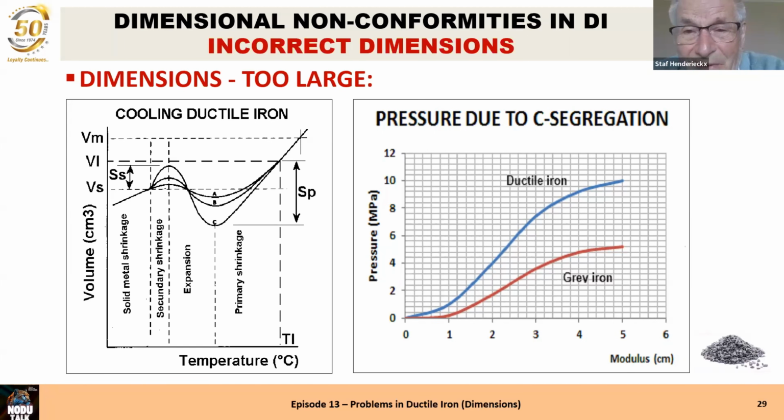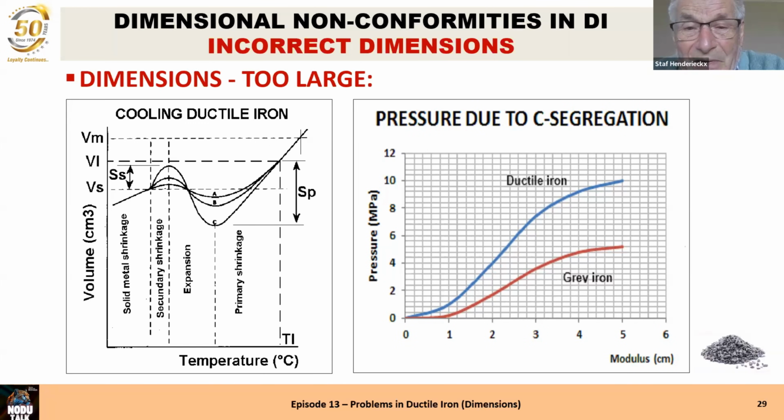On the right side, we can see the pressure due to the carbon segregation, thus making nodules or making lamellar flakes, depending on the modulus of the cast. When you have a modulus of 1, that means the casting is 20 millimeters thick. These curves are my experience, from all the time we have looked into it, and they are not 100% correct, but they give a very, very good indication of what can happen.